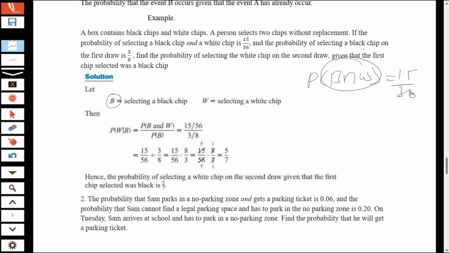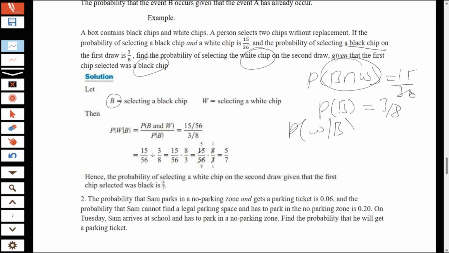And the probability of selecting a black chip on the first draw, that's B, is given as 3 divided by 8. So the question asked is to find the probability of selecting a white chip on the second draw, given that the first draw selected was a black chip. So we are asked to find the probability of selecting a white chip, which is W, given that we have already selected a black chip, which is the B.